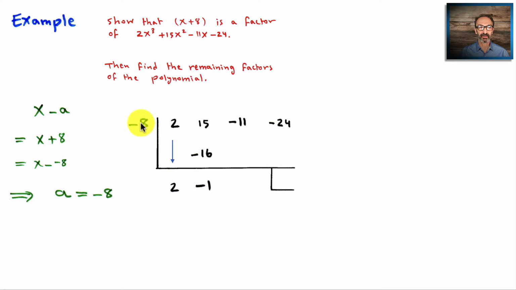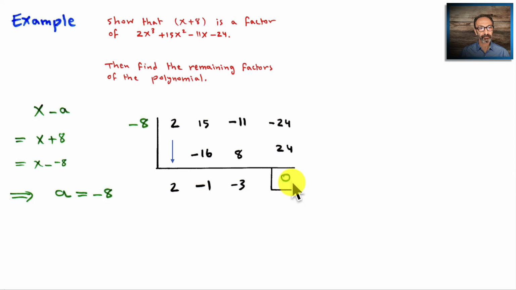Multiply negative 1 times negative 8. Put it right there, that's positive 8. Add going down, that's negative 3. Multiply negative 3 times negative 8, positive 24. Add going down, that's a 0. Since they say show that x plus 8 is a factor, that means when you divide by it, you don't get a remainder. So the remainder should be expected to be 0.